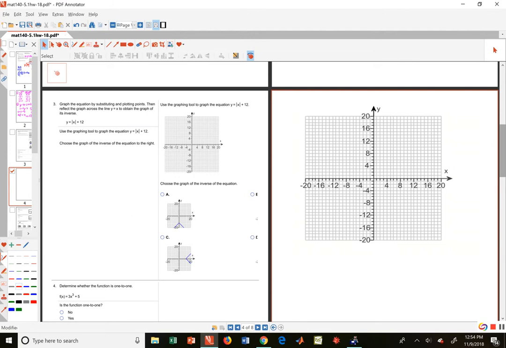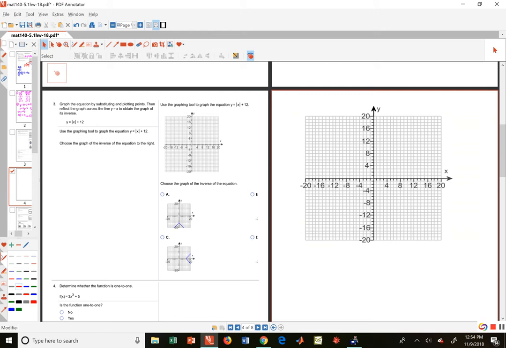We're in section 5.1, and we're doing a little harder function now. This has an absolute value, and we want to graph it. It says graph the equation by substituting and plotting points, then reflect the graph across the line y equals x to obtain the graph of the inverse. All right, so here we go.